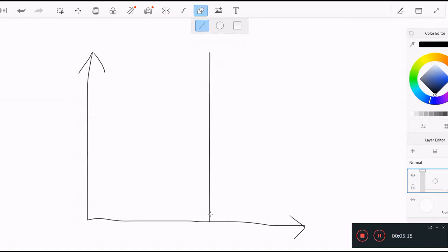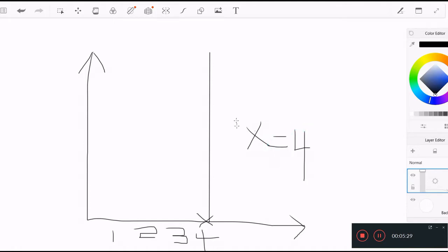The last one is the graph that looks like this. It's a vertical line. In this case, let's say it touches the x-axis at 4: 1, 2, 3, 4. So you just have to write x equals 4. So these are the graphs of linear functions.